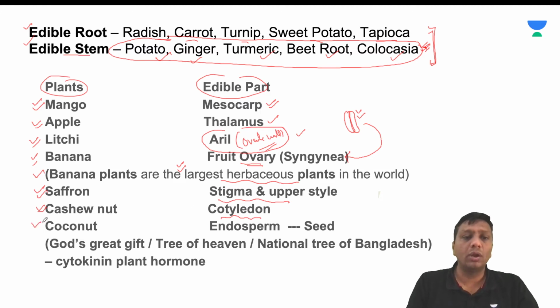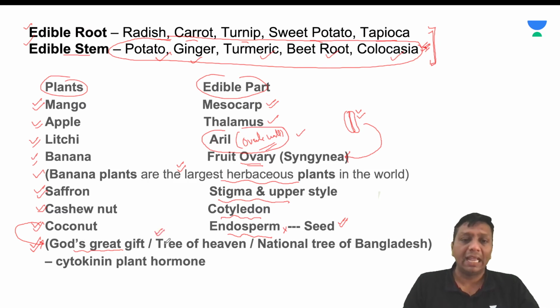In the case of coconut, the edible part is the endosperm. If endosperm is not in your options, then seed will be the correct answer. Neither would endosperm be wrong. For the coconut, various terms are used. It is also called God's great gift, the reason being that each and every part of coconut is useful for us.